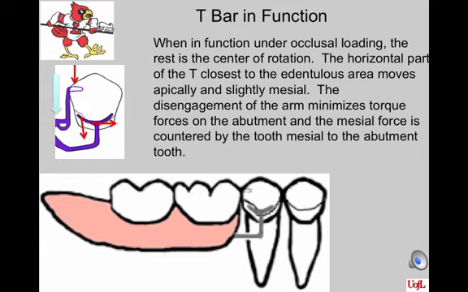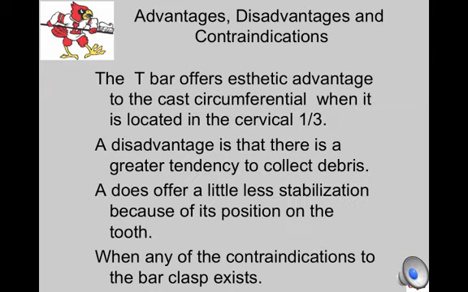Here's how the T-bar functions. On function, an occlusal load is applied to the extension base. The rest is the center of rotation when this force is applied. The horizontal part of the T closest to the edentulous area moves apically and slightly mesial. The arm disengages the tooth, which minimizes torque forces on the abutment, and the mesial force is countered by the tooth anterior to the abutment tooth.